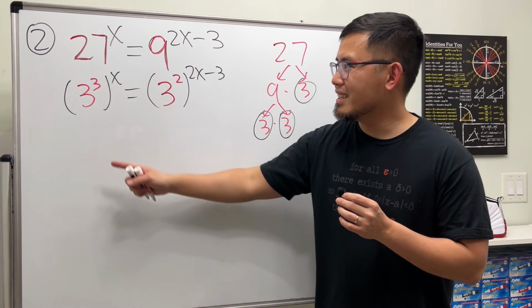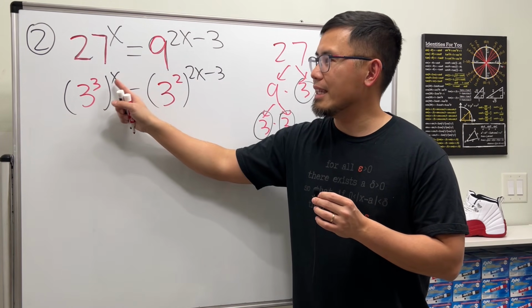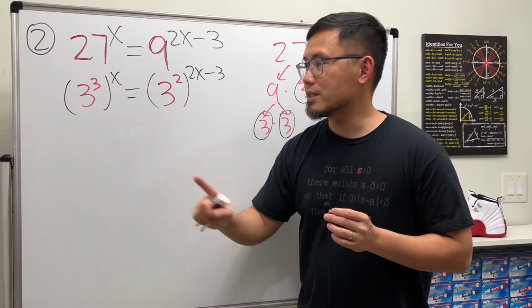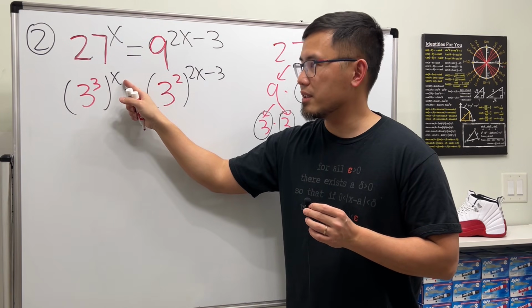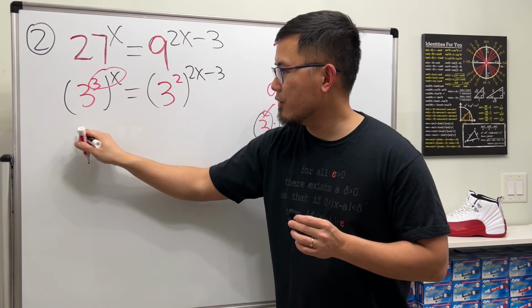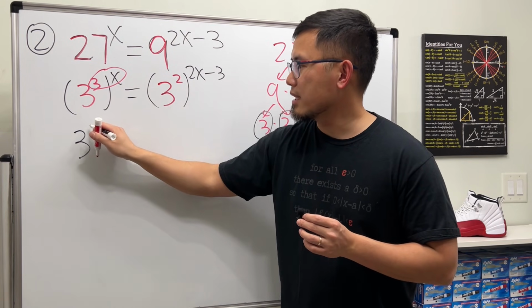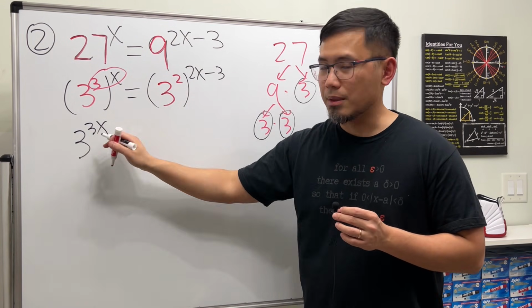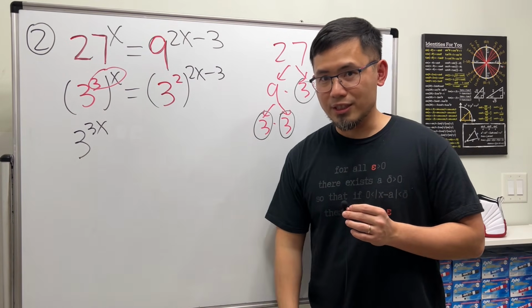Now, check this out. We have 3 to the 3rd power and then to the x power. What we can do is just multiply the powers together. So multiply them, right? We get 3 right here for the base and then 3 times x for the power. Yeah, this is the multiplication rule of exponents.